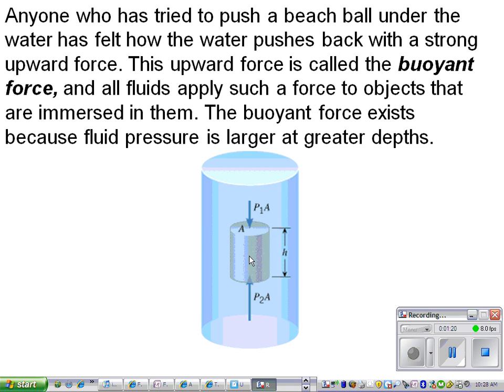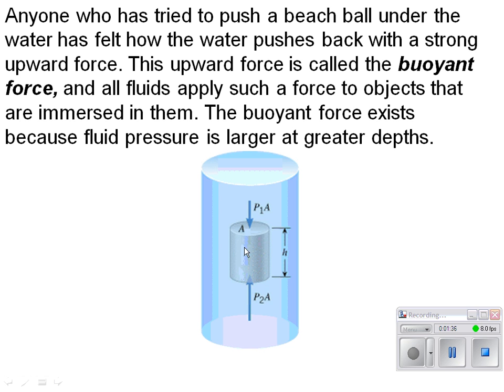So what happens is, if this object is underwater, there is a force from the water on top of the object, and there's a force from the water underneath the object. The force underneath is larger than the force on top, and that's why there's a buoyant force. The difference between those two forces is the buoyant force that causes this to push up.